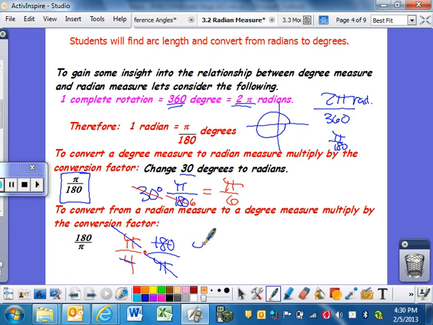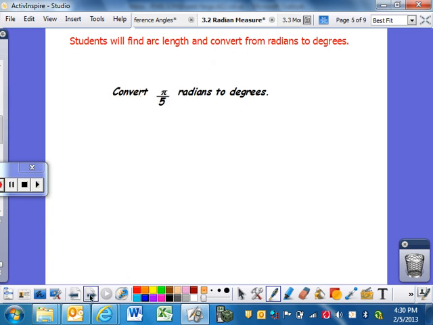4 goes into 180 45 times, and that's 45 degrees. So pi over 4 is 45. That's how you can convert back and forth between degrees and radians. Alright? Now, some of them are going to be on your unit circle. Not all of them will be.